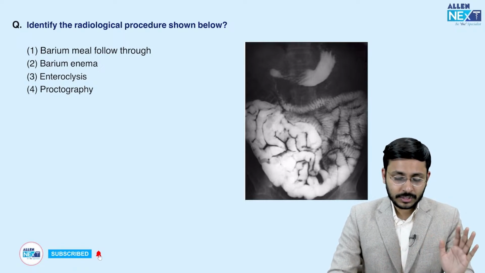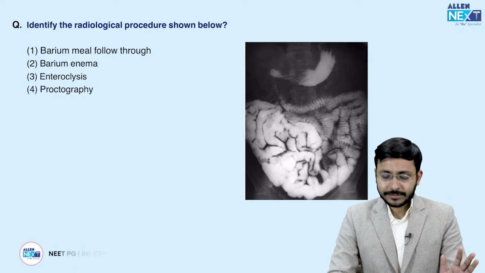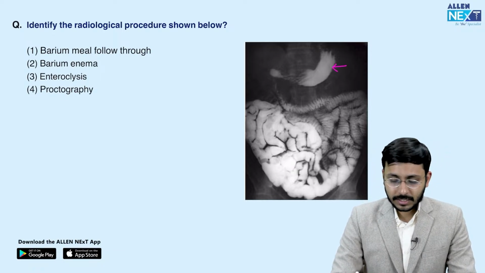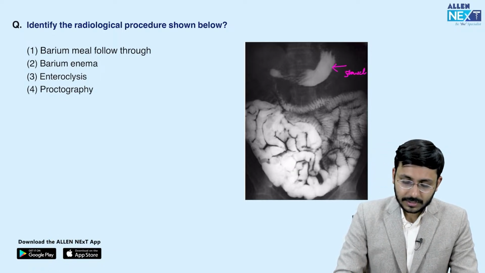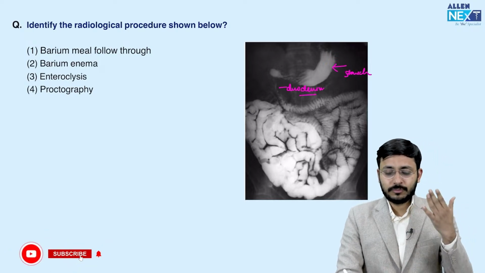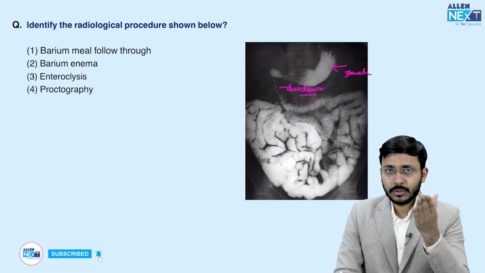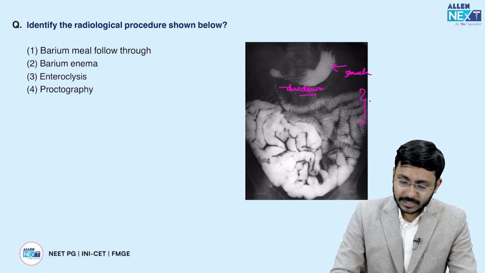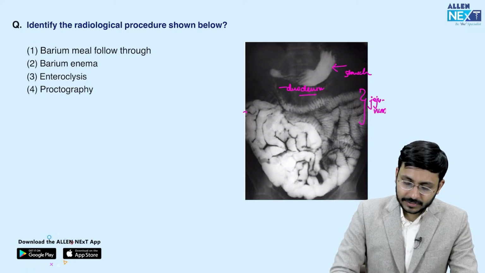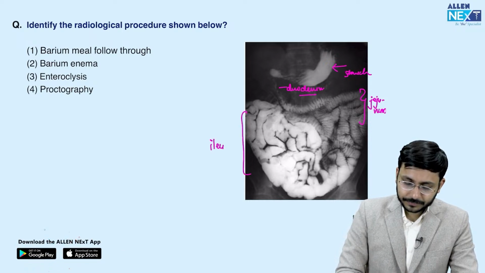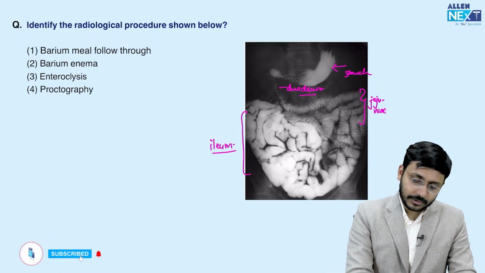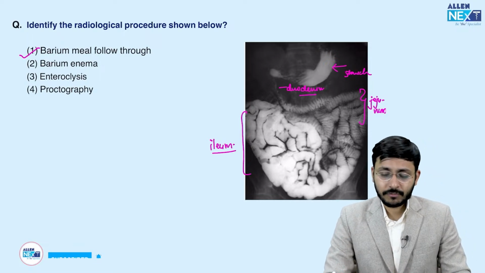Identify the radiological procedure shown below. So an easy question. We see oral contrast going into the stomach. So this is the stomach. This is the duodenum, and then opacifying the rest of the small bowel. The part just next to the duodenum, this is the jejunum, we know. And then we have this ileum. So remember, first of all, which investigation is this? It is BMFT, or barium meal follow through.